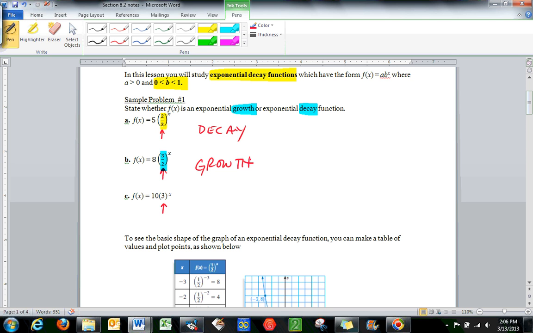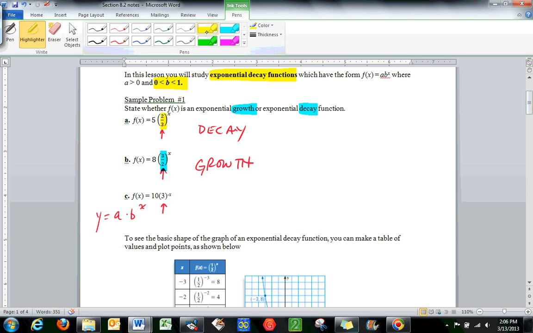And lastly, C, we've got to be real careful here, because if we look at the b value, it looks like 3 is the b value. But in reality, that 3 does not represent the b value, because an exponential function has to be to a positive exponent, so y equals a times b to the x.